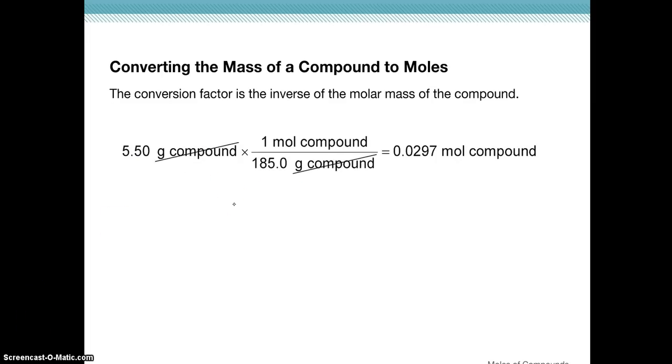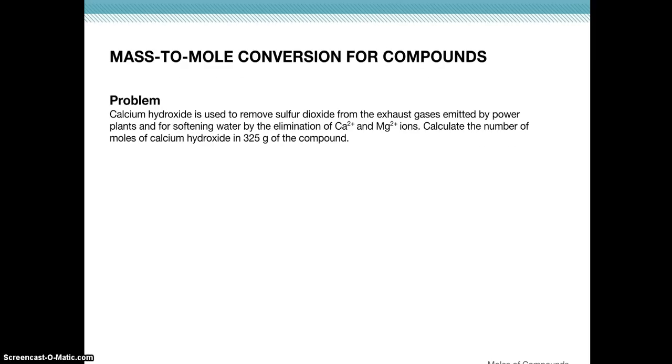Okay, so what if we know the mass but we want to find moles? Well, we can take our molar mass as our conversion factor, and we can just flip it upside down so that we cancel the grams and end up with moles. Just like we've done before, you're just going to have to calculate that molar mass to begin with. All right, so let's do an example.